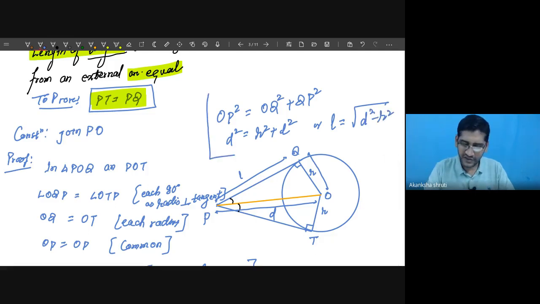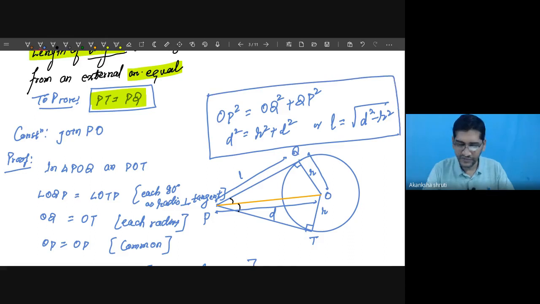Based on this, MCQs are framed. So this is the other relation that we need to keep in mind. So the three relations that we need to keep in mind: one is the lengths of these two tangents are equal, this one and this one, they are equal. Another, the angles made are also equal. And the third one, the distance between this external point and center, the length of tangent and radius, their relation by Pythagoras theorem.